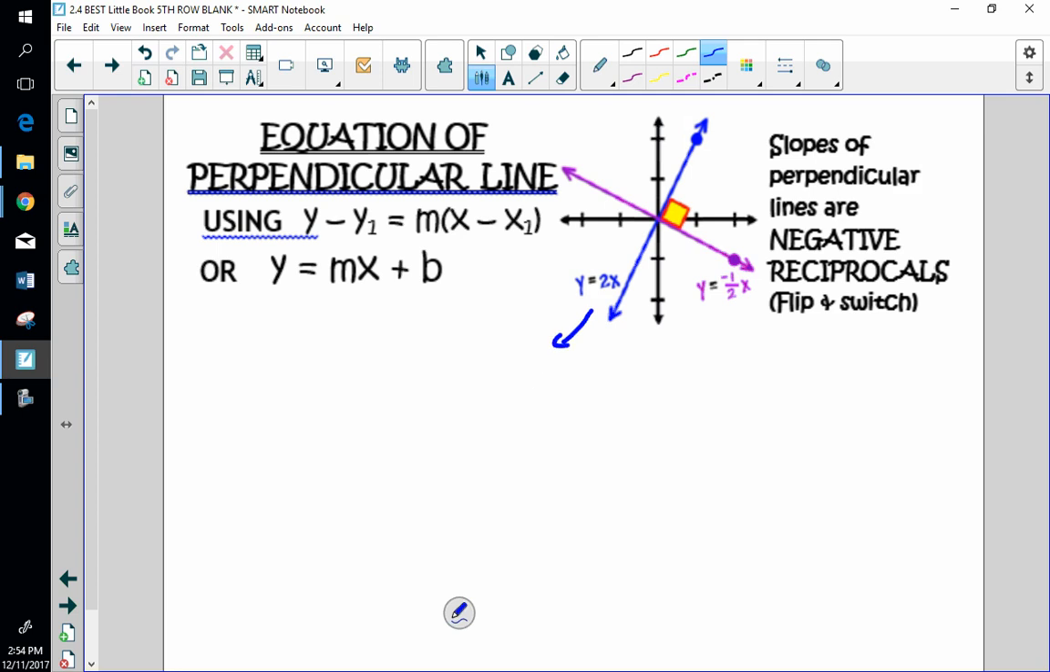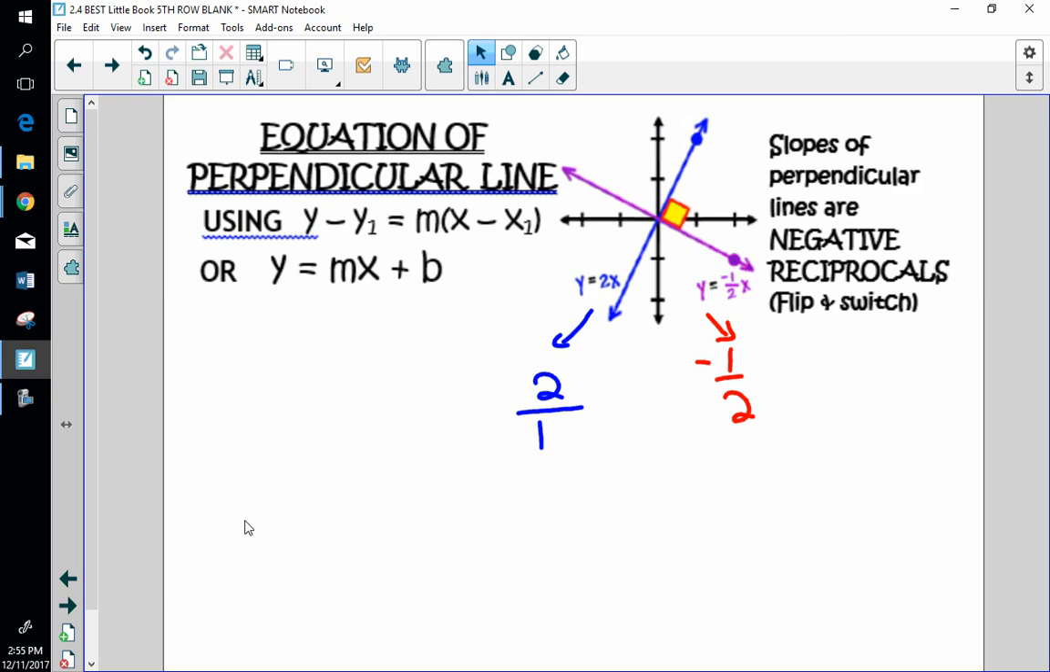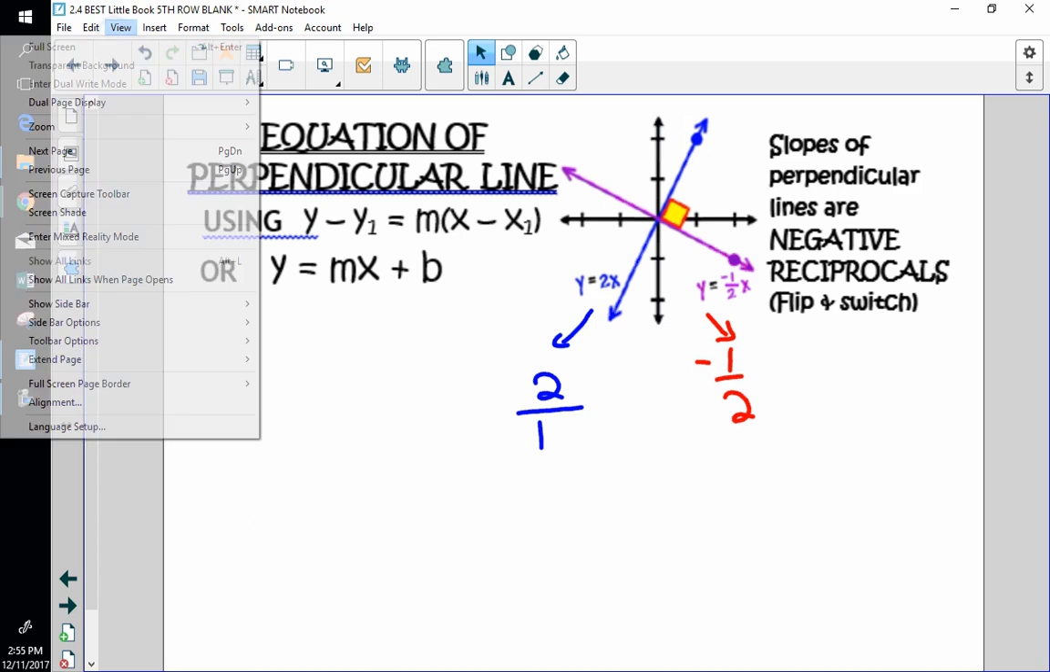What that means is an equation of a line y equals 2x has a slope of 2. Its perpendicular line y equals negative 1/2 x has a slope of negative 1/2. These are called negative reciprocals of each other because not only are they flipped upside down, they're different signs. So if you want to find the equation of a line that's perpendicular to another one, you take the slope, you flip it and switch it. You flip the fraction and you switch its sign. Let's go to the next group of examples and let's do some of these.